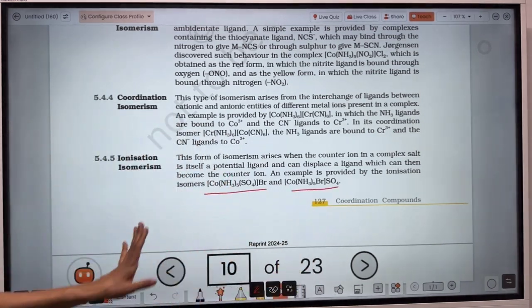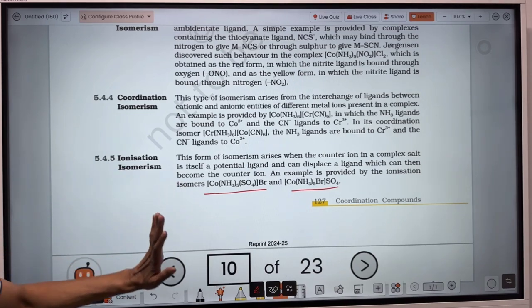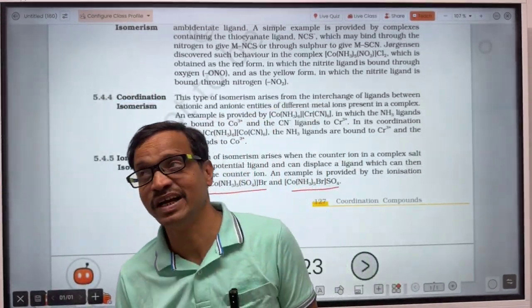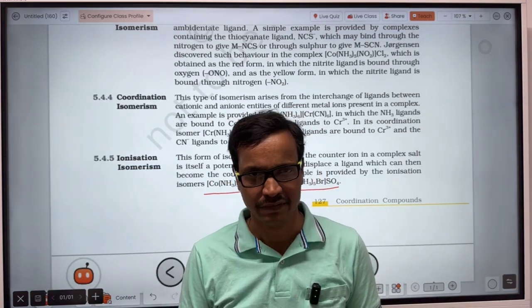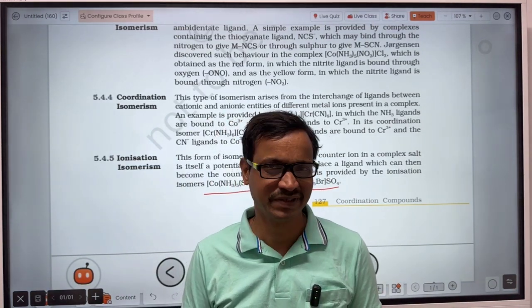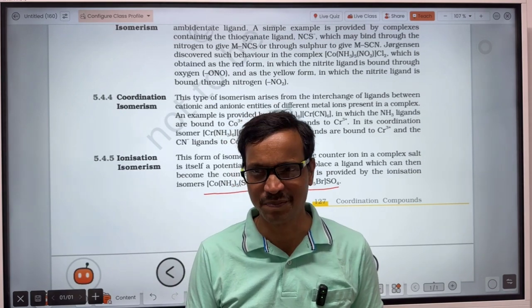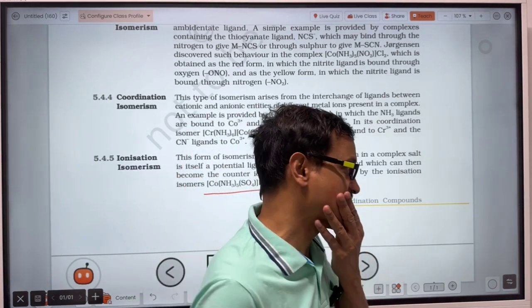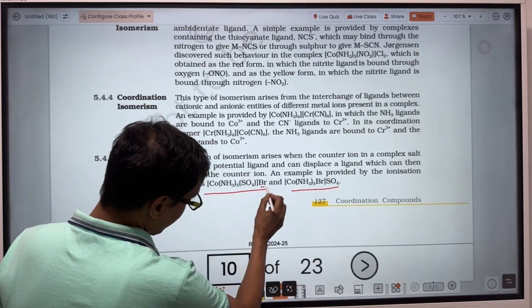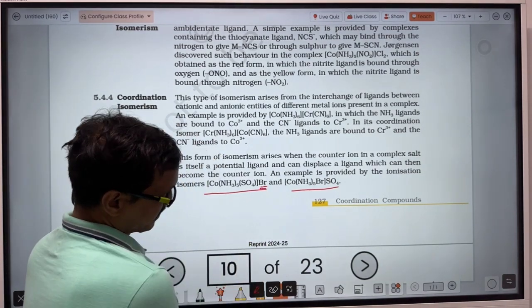Very easily you can write the IUPAC name. That's why I am not writing the IUPAC name. It is a fact that when the IUPAC name is the same, the compound is the same, and if the IUPAC names are different, then the two compounds are different. But here, let's see. Here the bromide ion is outside the sphere.